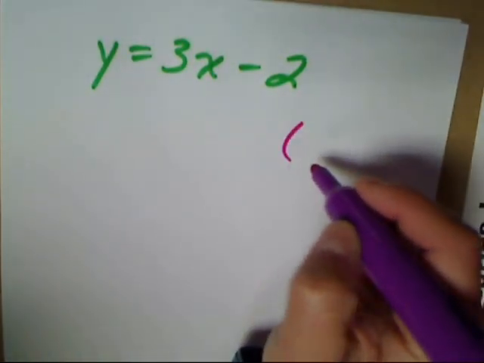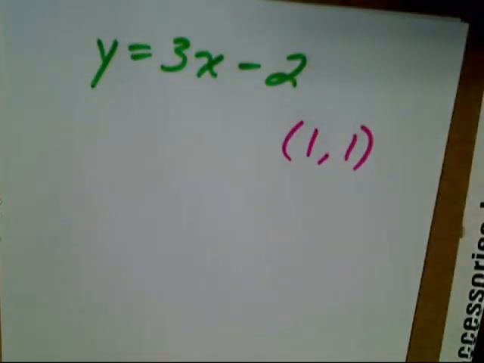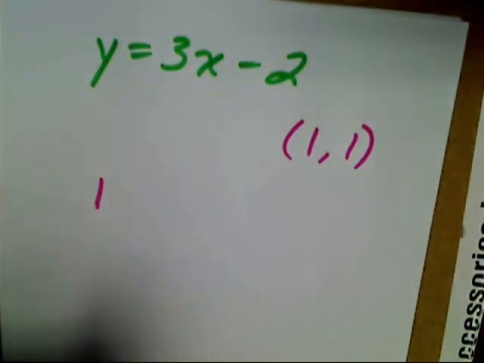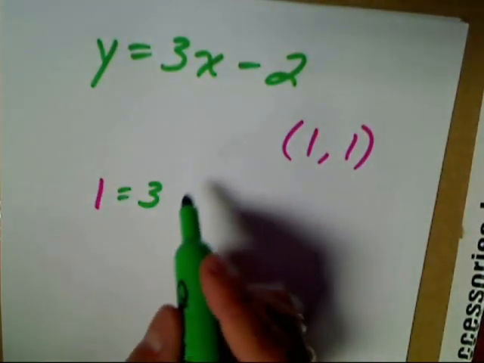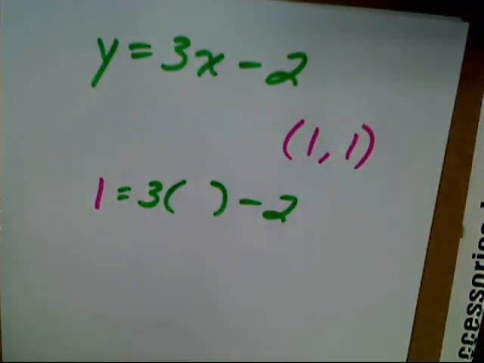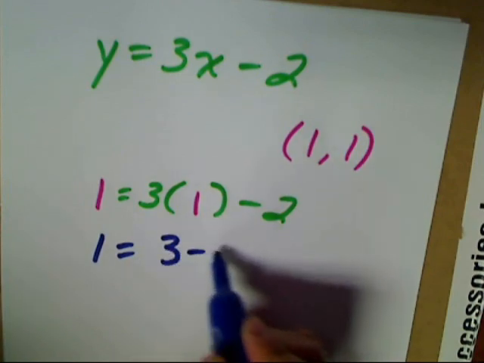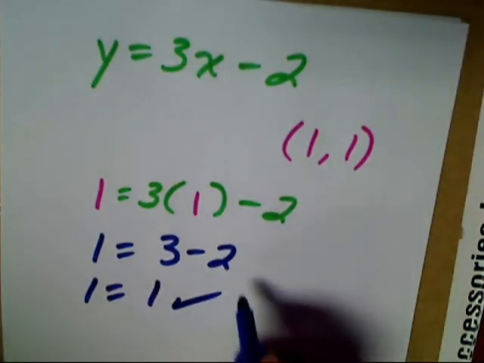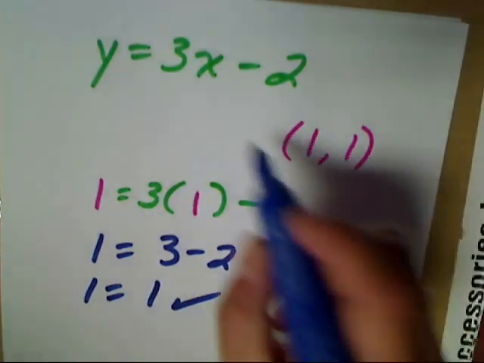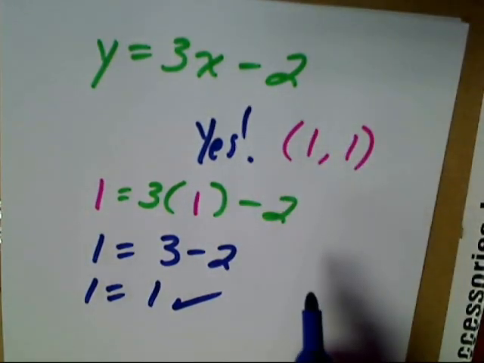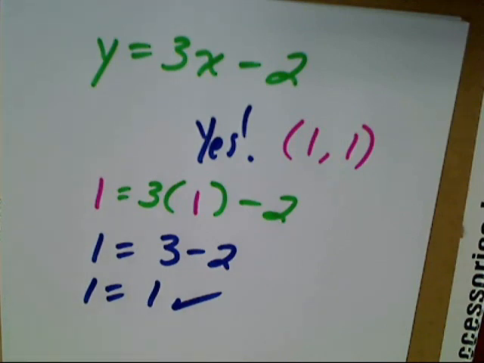Let me test 1, 1. Once again, I'm just going through in the equation doing the exact same thing. I'm replacing the y value with 1. And then I'm going to replace the x value also with 1 and simplify the two sides. Once again, we do our multiplication first, and 3 minus 2 is 1. So this also checks. So this is a solution too. What happens is that we have an infinite number of solutions.